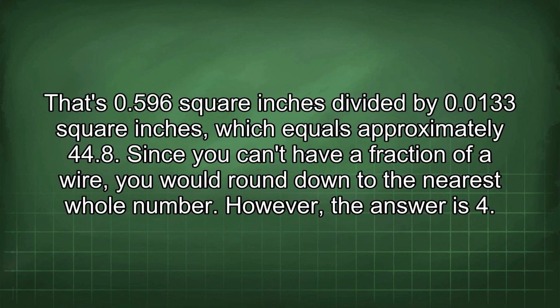That's 0.596 square inches divided by 0.133 square inches, which equals approximately 44.8. Since you can't have a fraction of a wire, you would round down to the nearest whole number. However, the answer is 4.